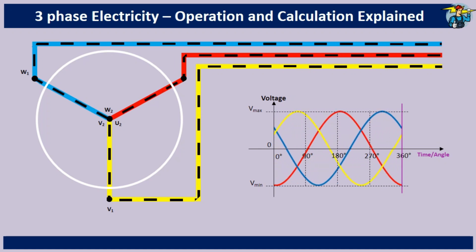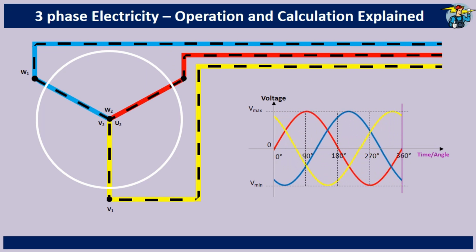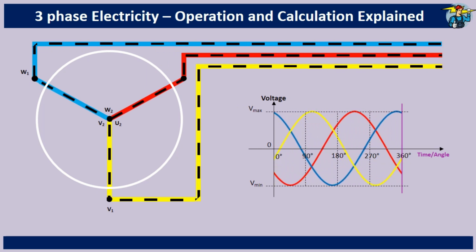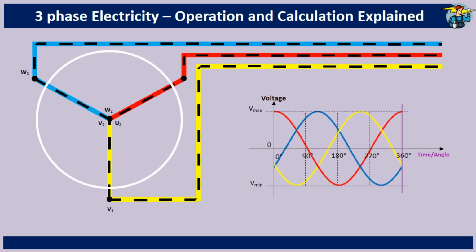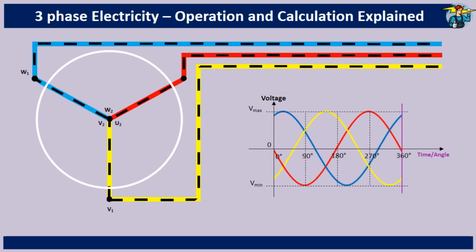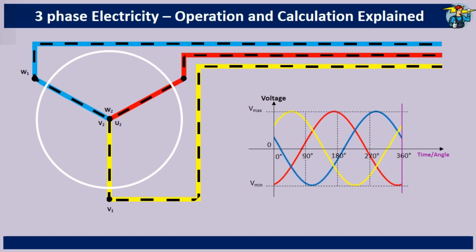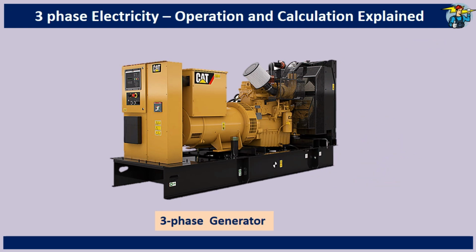Good day, everyone. In today's video, we'll be exploring how three-phase electricity works, and how its voltage curves follow a sinusoidal path. We'll also delve into the importance of the square root of 3, when calculating three-phase power. Three-phase power can be supplied either from the grid through a mains connection, or generated independently, using an electricity generator.